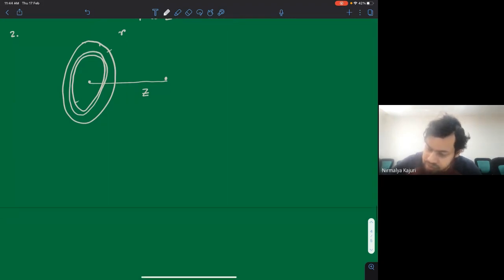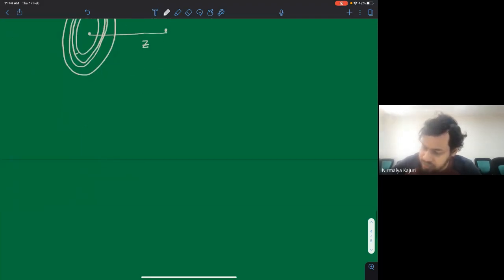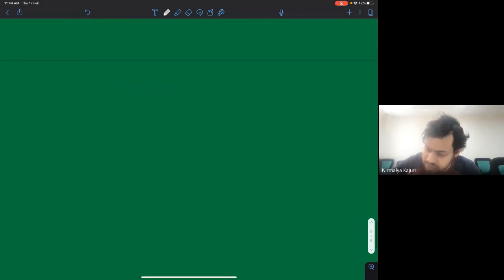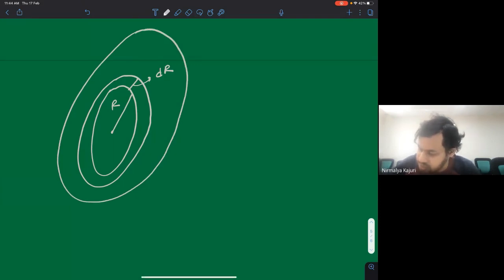So I divide this into rings of very small thickness dr. So let me draw this once again. So this is one of the rings of radius r and thickness dr. And this is sitting inside the disk, and this distance is z.